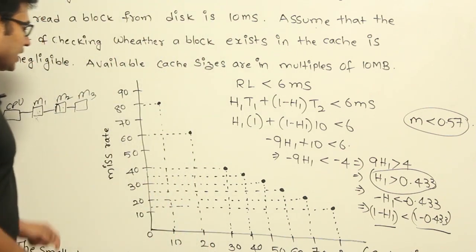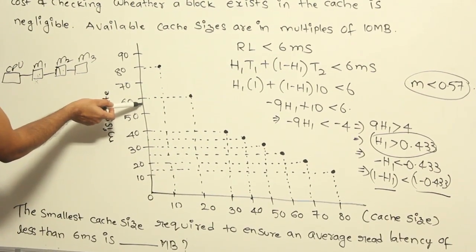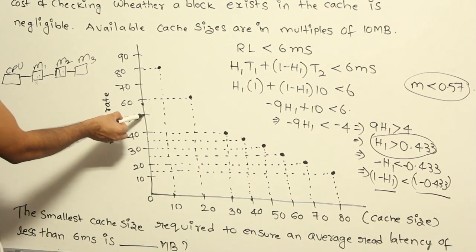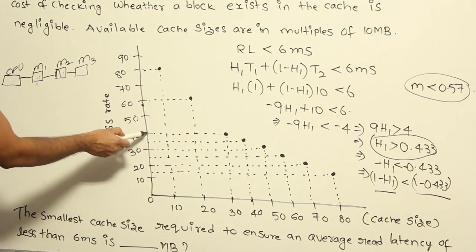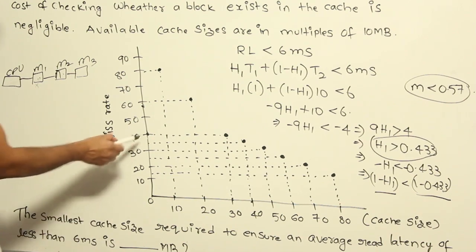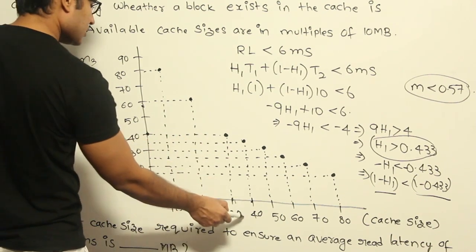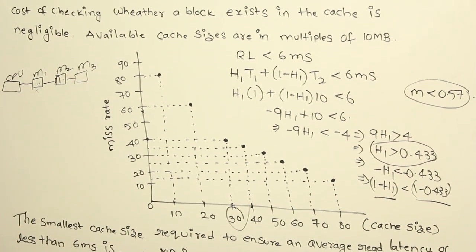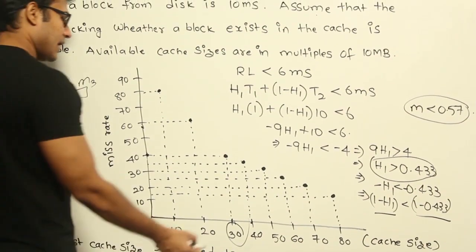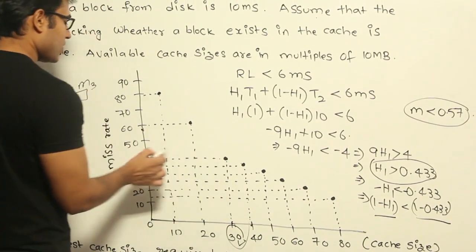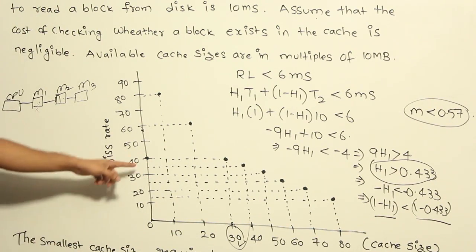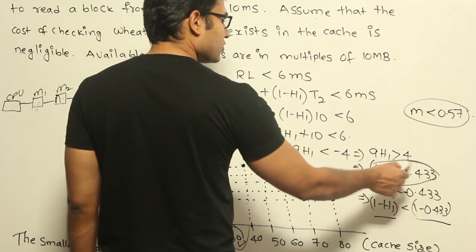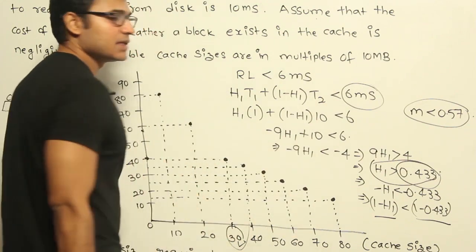So miss rate has to be less than 0.57. Got it? So if miss rate has to be less than 0.57, then it has to fall below this, right? So 0.57 is somewhere here, it has to fall below this. But then for 50 we don't know what is the block size required, therefore the next one is 40 is there. So if you go to the 40 and find out the block size, it is 30 MB. Got it? So what can we understand from this? So at least you should have a memory size or the cache size of 30 MB, so that you will have a miss rate of 40. When you have miss rate of 40, then the hit rate will be 60. When you have hit rate 60, which is greater than 0.43, the average latency will be less than 6 milliseconds.